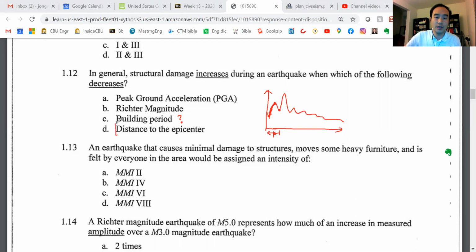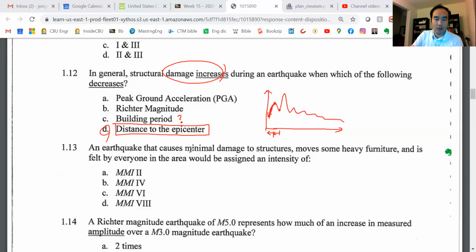But distance to the epicenter, this is absolutely true, because when you are far away from the epicenter, that means you're far away from the source of the earthquake, right? That will decrease the damage. In other words, when you're close to the epicenter, which means a decrease of the distance, you definitely will have a larger amount of damage expected. So the answer is going to be D.